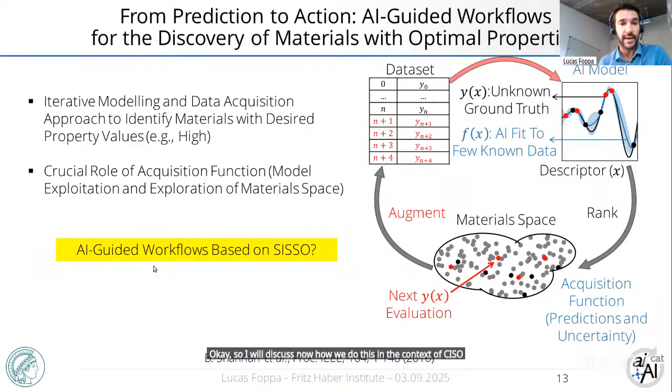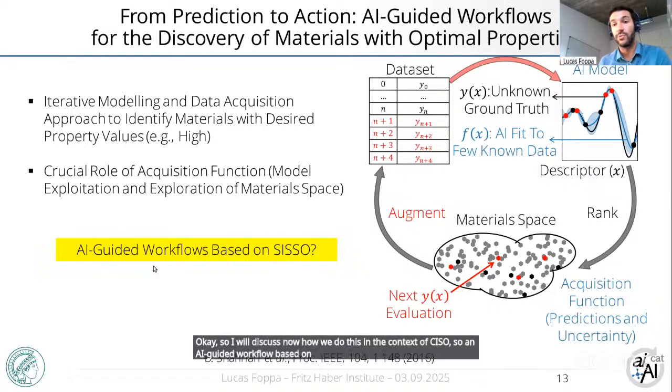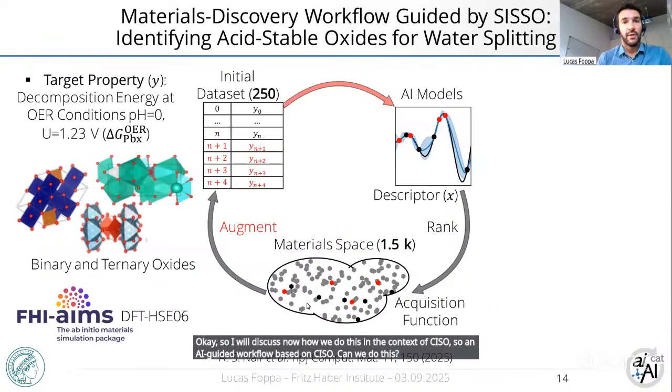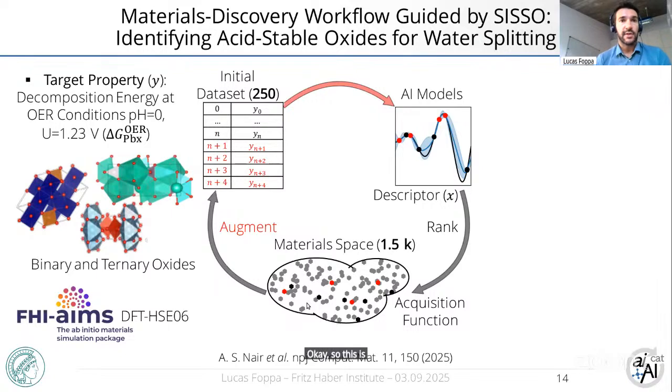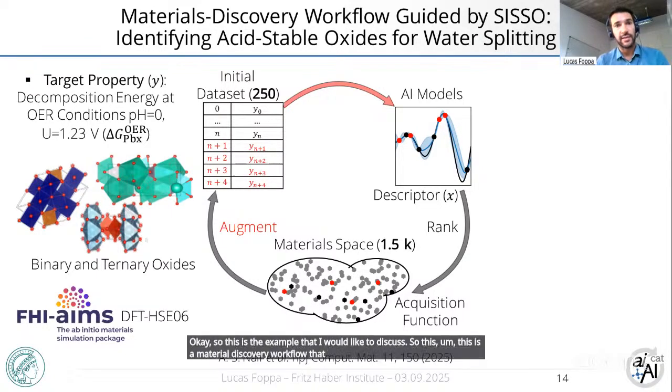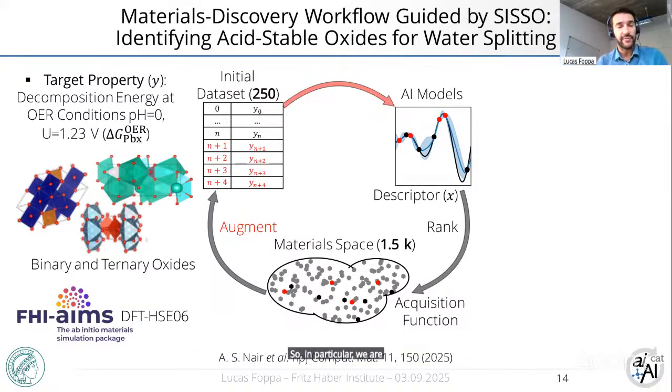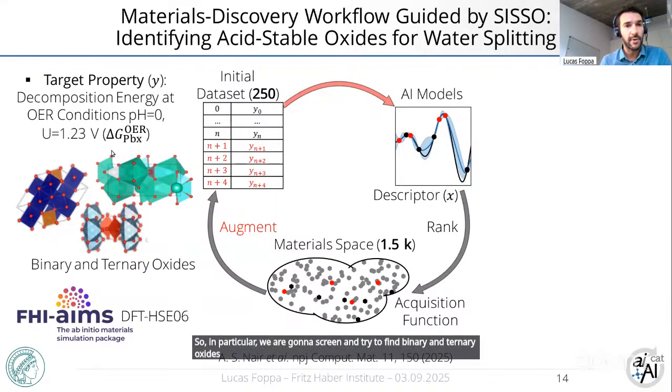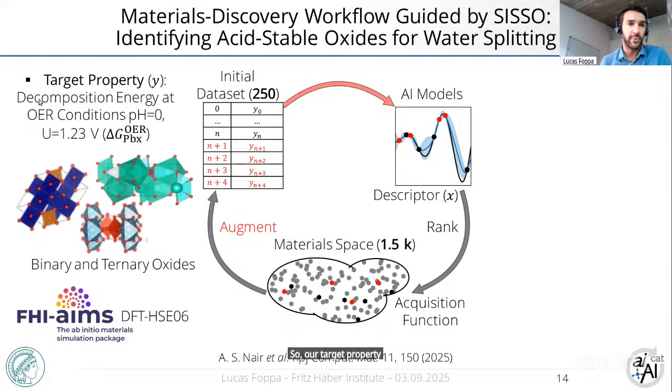So an AI-guided workflow based on SISSO. Okay, so this is the example that I would like to discuss. This is a materials discovery workflow where we identify acid-stable oxides for the water splitting reaction. In particular, we are going to screen and try to find binary and ternary oxides that are stable under oxygen evolution reaction conditions. So our target property here is going to be this decomposition energy at these reaction conditions.